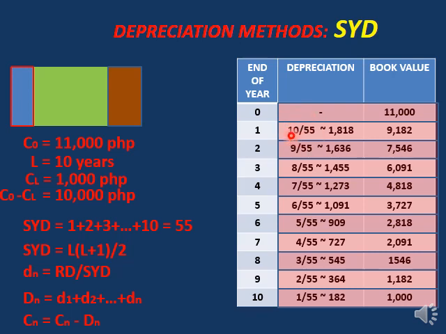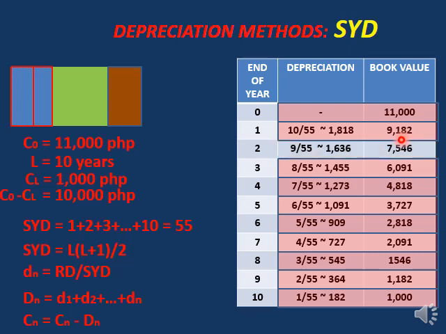So meaning 10 out of 55 of the cost of service, 10,000. We did not include 10,000 here because we don't have enough space. So 10 out of 55 of 10,000 is 1,818. So as you can see from the sum of the year's digits method of depreciation, the biggest depreciation occurs at the first year. And after depreciating 1,818, what is left is 9,182. 11,000 less this amount is 9,182.